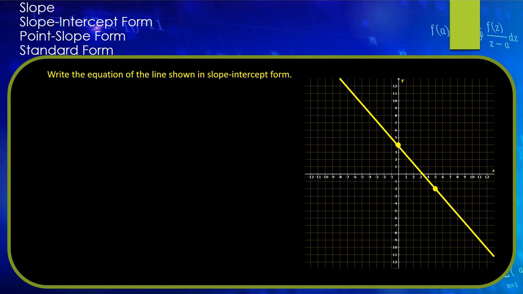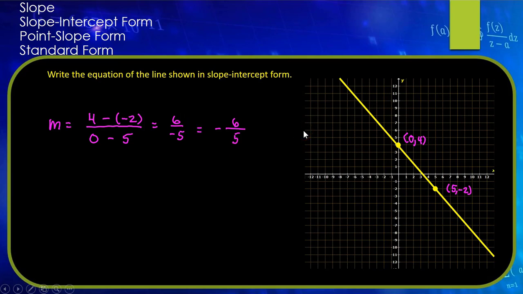Try this line here. Again, I'm going to use the 2 coordinates they gave me, 0, 4, and 5, -2. So I'm going to calculate the slope. I'm going to take my 2 y coordinates and subtract them, and take the 2 x coordinates and subtract them in the same order. And so I get 6 over -5, which is -6/5.